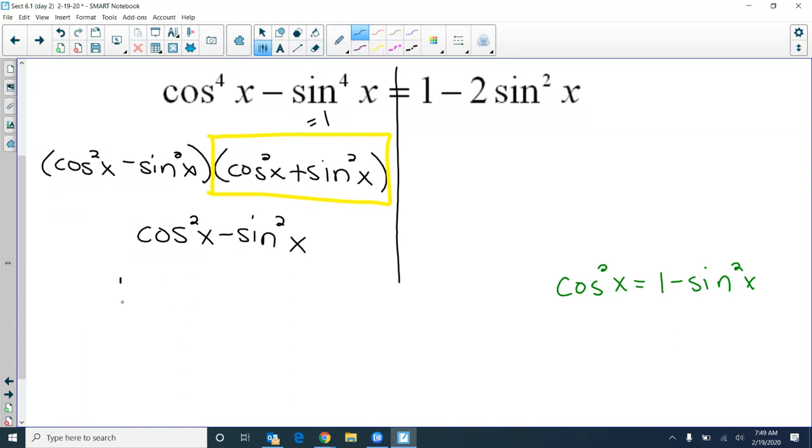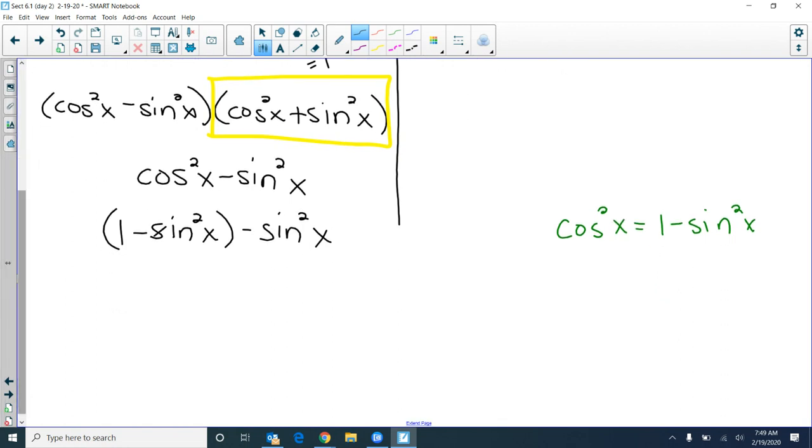That gives me 1 minus sine squared x minus sine squared x, and that gives me what? 1 minus 2 sine squared x. 1 minus 2 sine squared x.